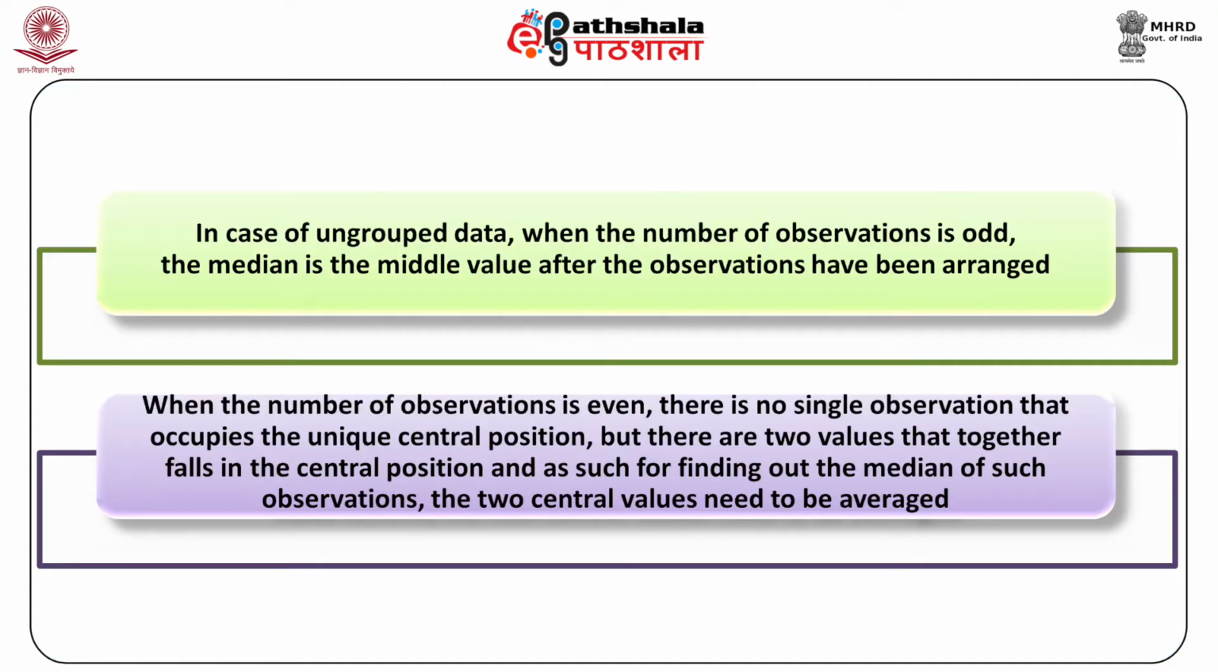In case of ungrouped data, when the number of observations is odd, the median is taken as the middle value after the observations have been arranged. However, when the number of observations is even, there is no single observation that occupies the unique central position, but there are two values that together fall in the central position, and as such, for finding out the median of such observations, the two central values need to be averaged.